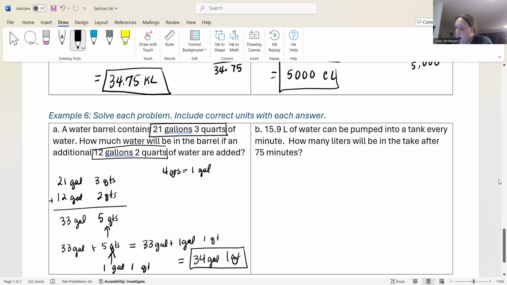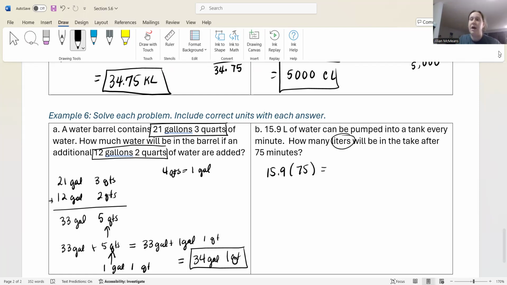Okay, now for part B, we have 15.9 liters of water can be pumped into a tank every minute. How many liters will be in the tank after 75 minutes? So we know that we can get 15.9 liters every single minute. And we know we're looking at 75 minutes total. So essentially we want to take 15.9 and multiply it by 75, and that'll tell us the total liters that would be in this tank after 75 minutes.